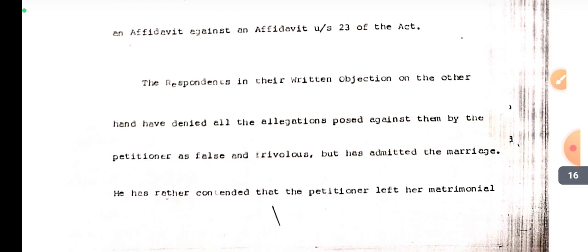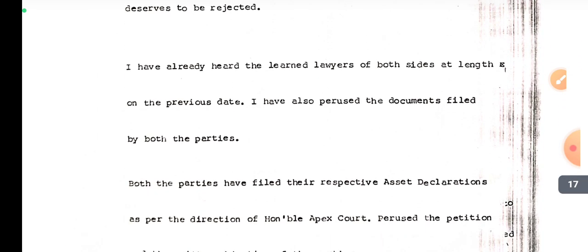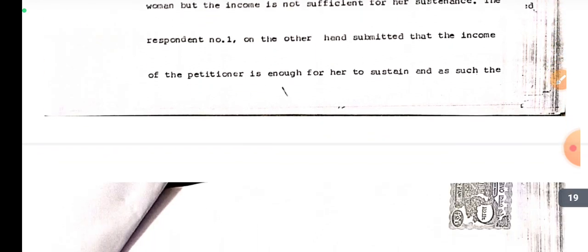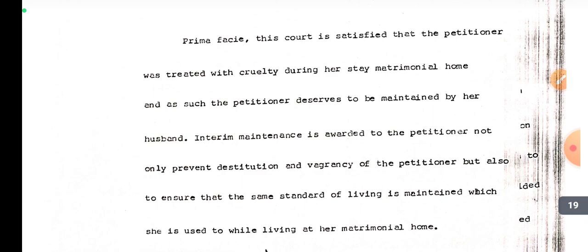Thereafter, at the end, find the order under section 23 of the Protection of Women from Domestic Violence Act. So now find the order. Prima facie, this court is satisfied that the petitioner was treated with cruelty during her stay at matrimonial home. As such, the petitioner deserved to be maintained by her husband. Interim maintenance is awarded to the petitioner not only to prevent destitution and vagrancy of the petitioner, but also to ensure that the same standard of living is maintained which she used to have while living at her matrimonial home.